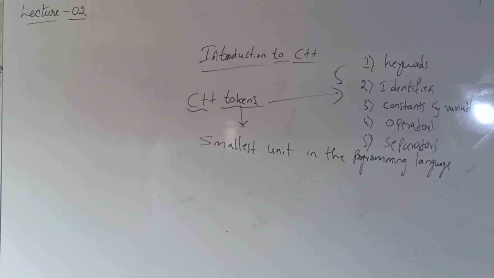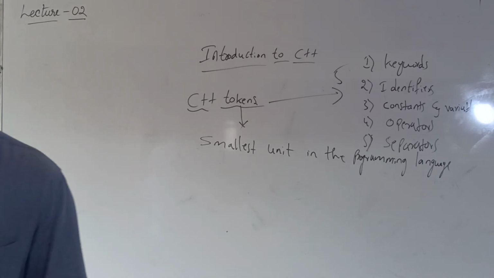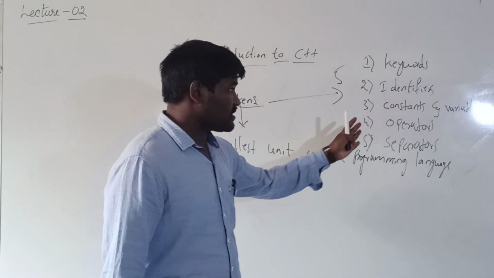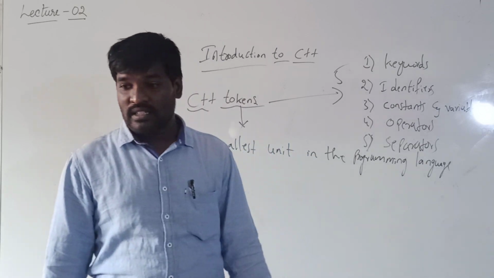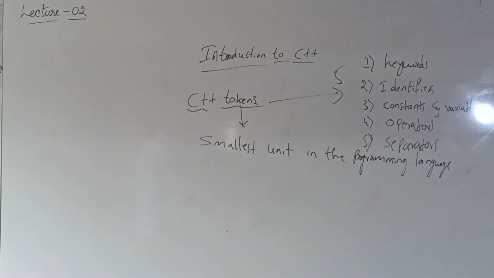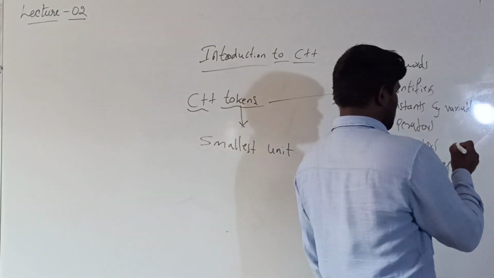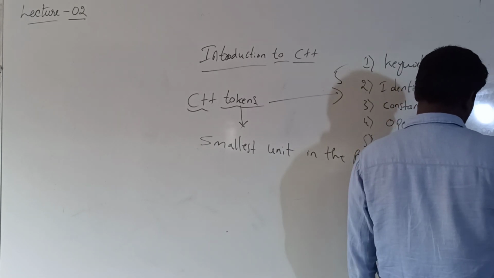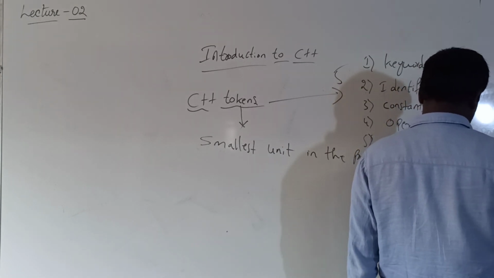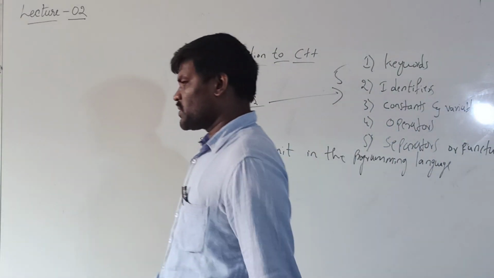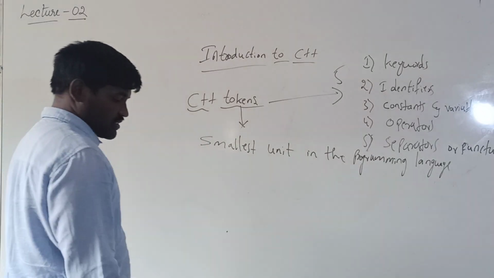First one is keywords, second one is identifiers, third one is constants and variables, fourth one is operators, and the last one is separators, which are also called punctuators. Okay, so the first one is keywords.